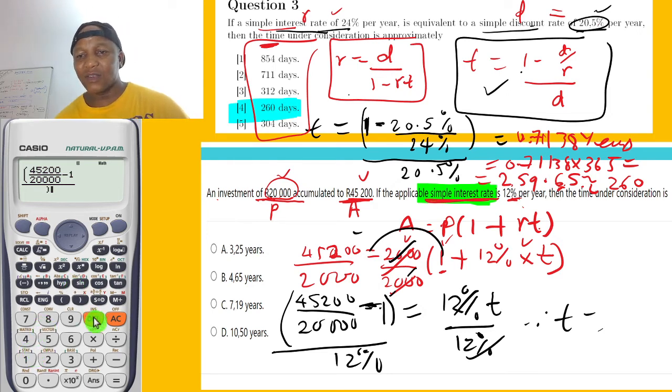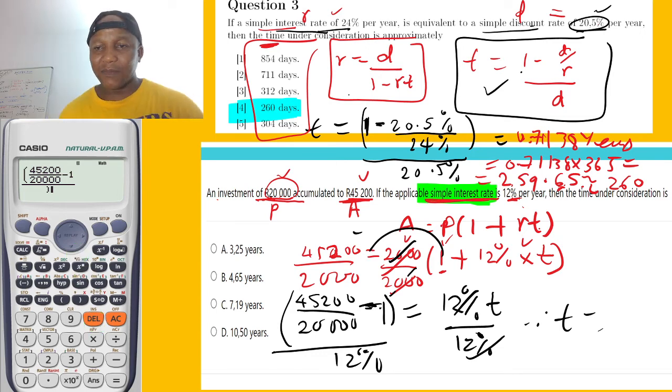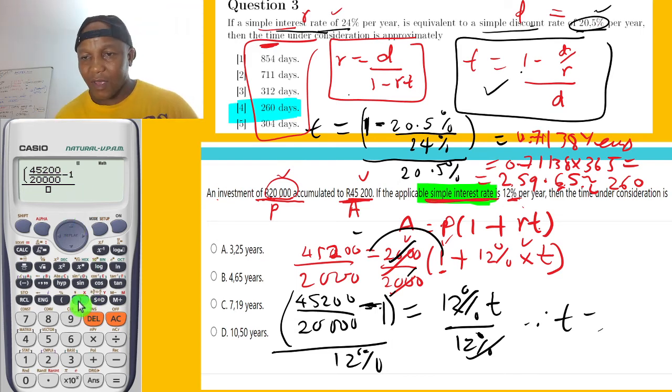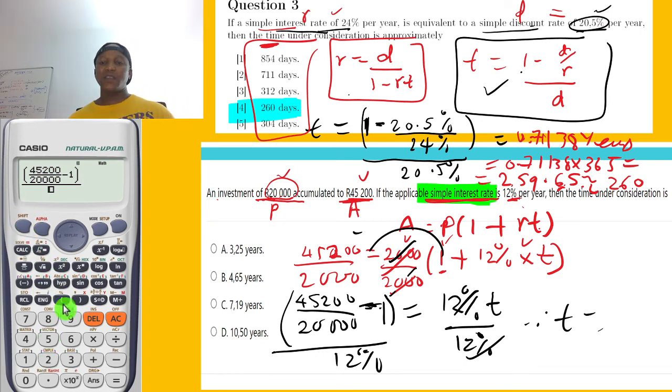Oh, we closed the wrong one. Okay, so delete, and then go to the top. Go to the top, and then close the bracket right there. And then we can go to the bottom. There's a 12%, so 12 now, shift percent.